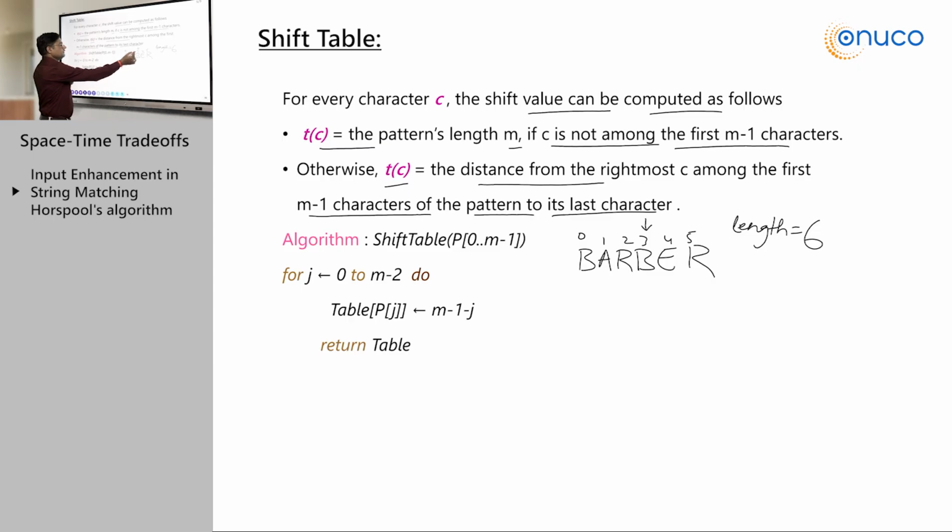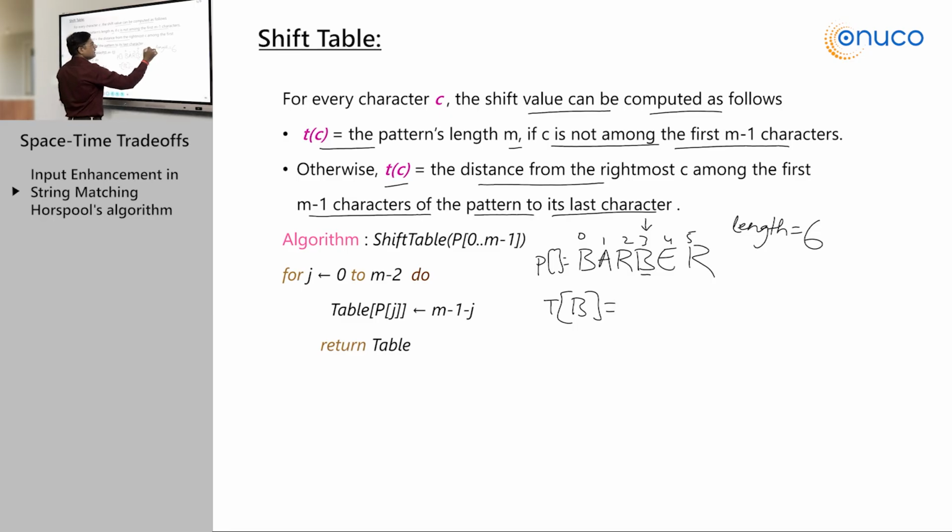Here J is 3, and P of J is B. Pattern of 3, so this is the pattern, and B is a character. So pattern of J, pattern of 3. What is pattern of 3? It is B. So the shift table says that T of B is equal to m-1.